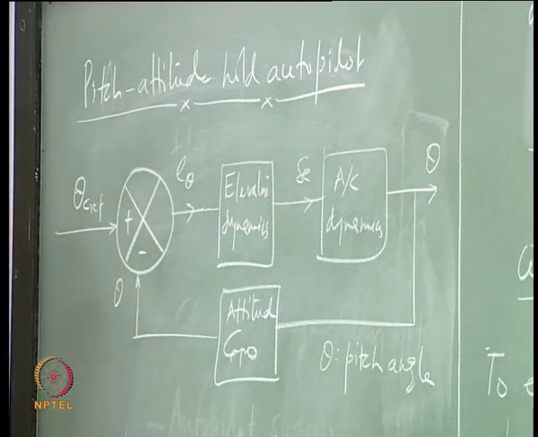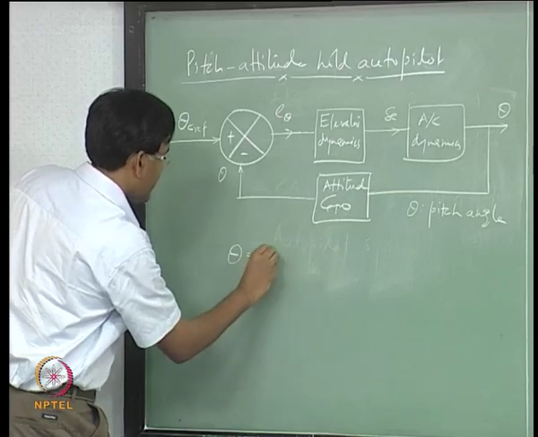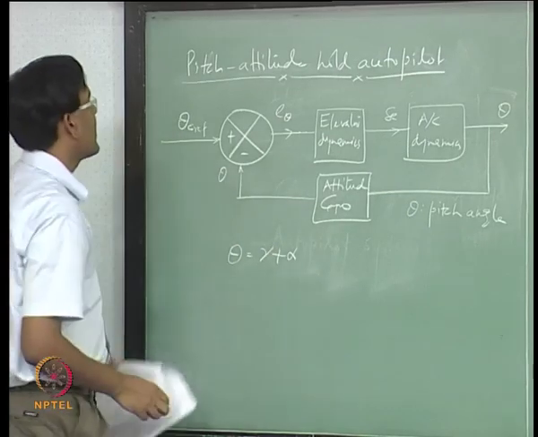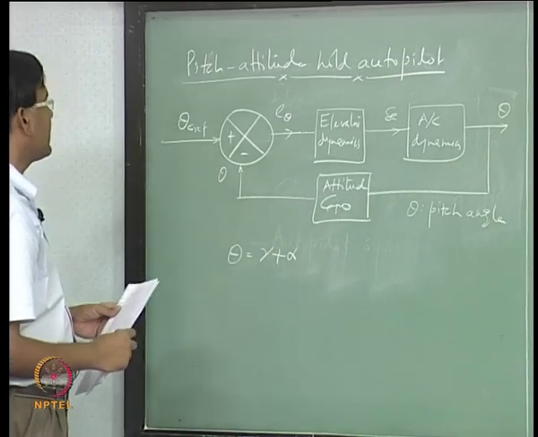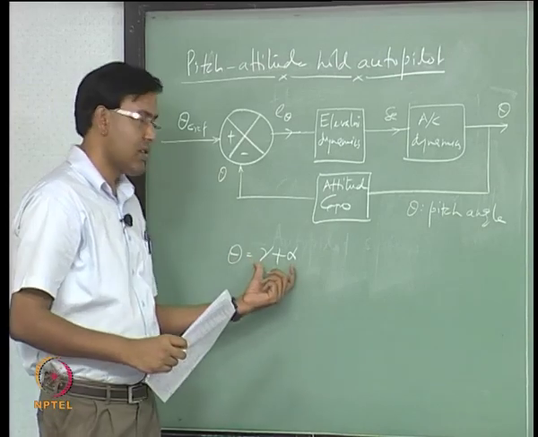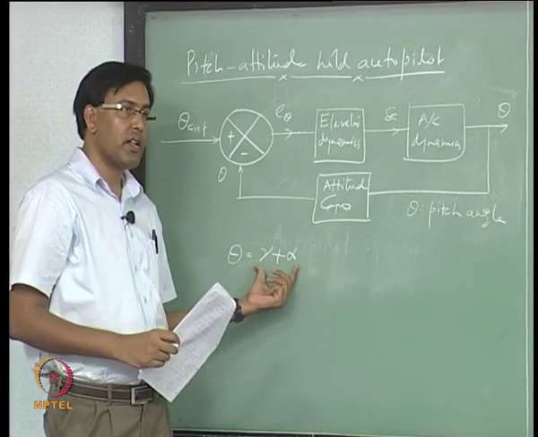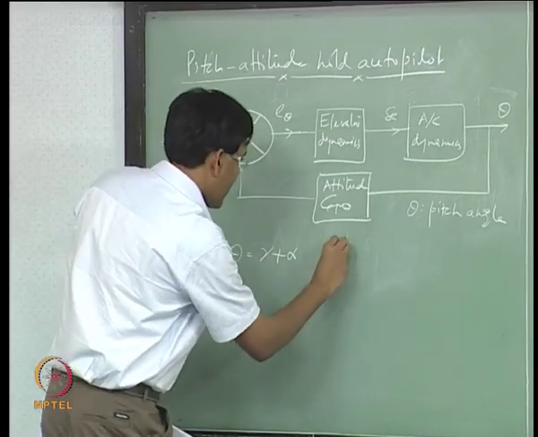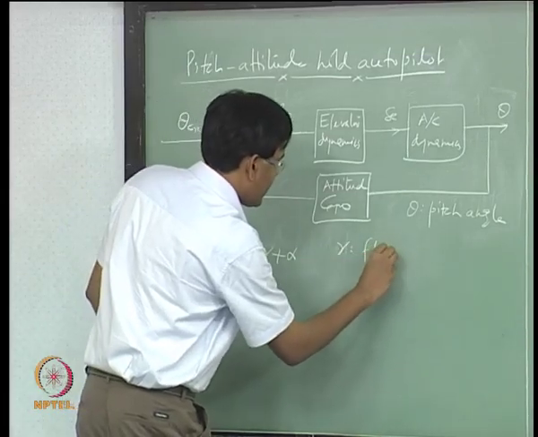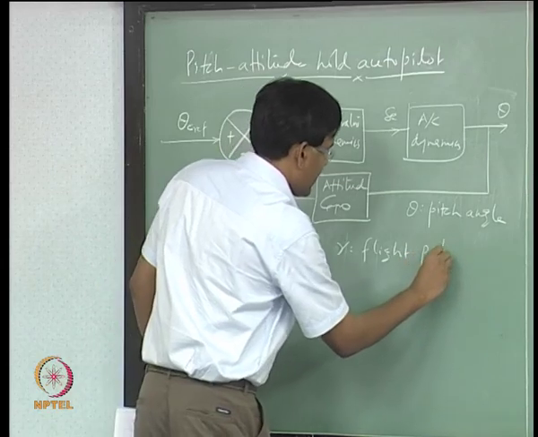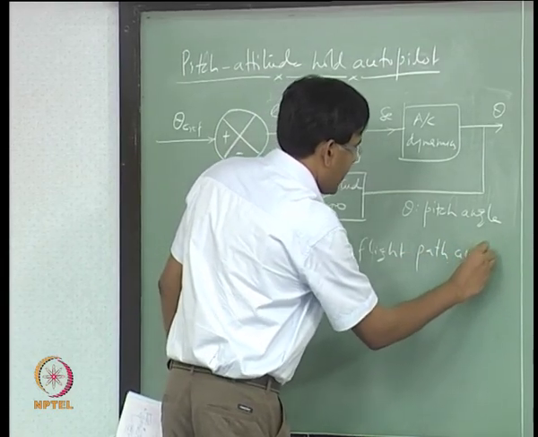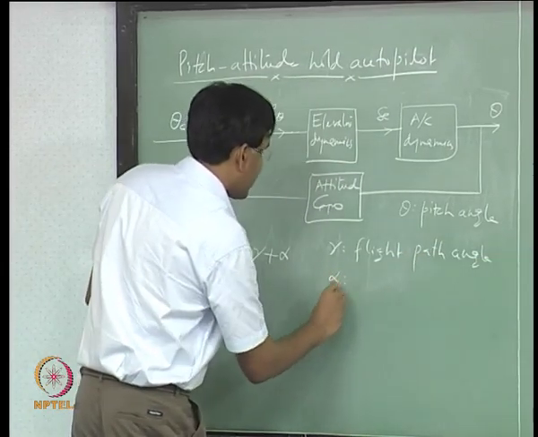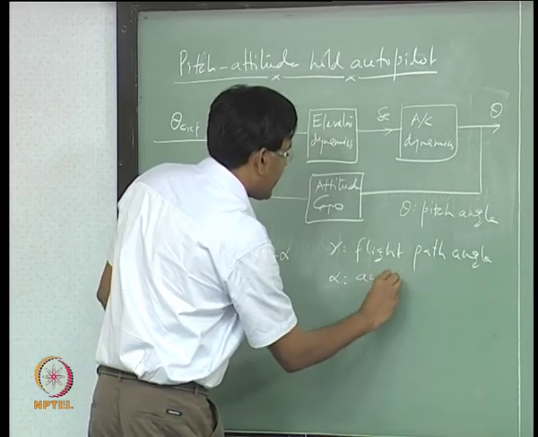So, when we talk about controlling the pitch angle, we are actually not controlling the flight path angle or the angle of attack independently. So, gamma here is the flight path angle and alpha is the angle of attack.